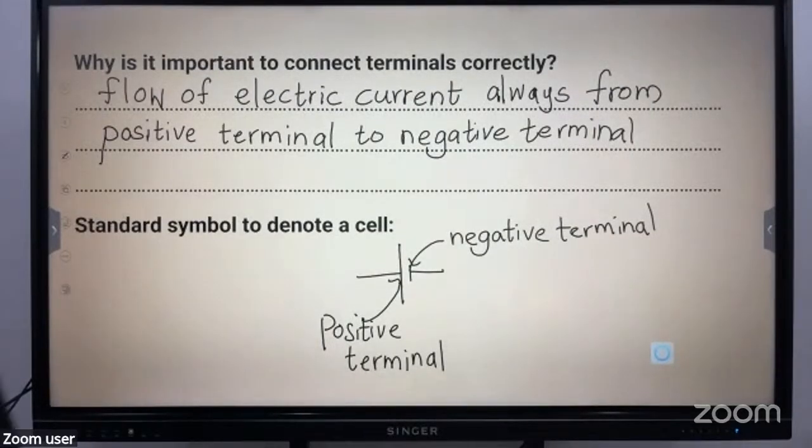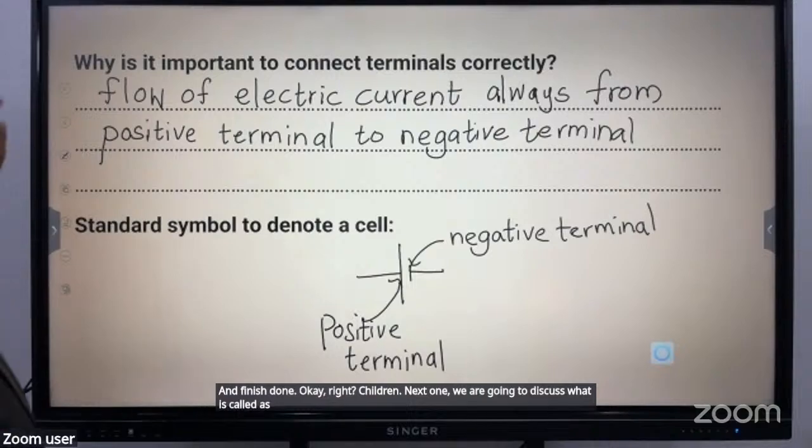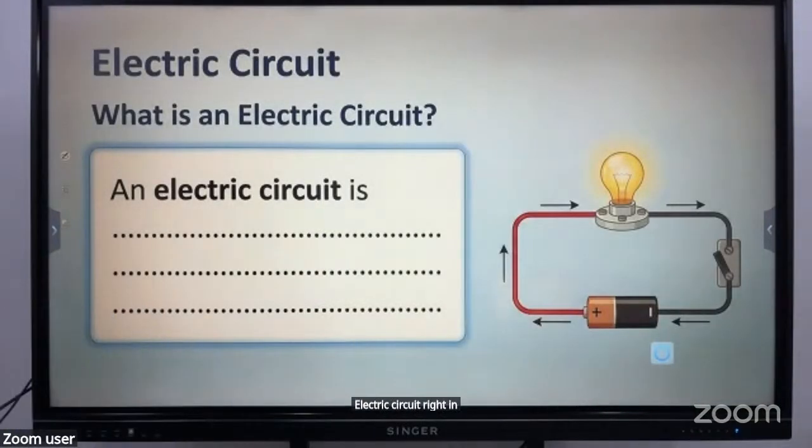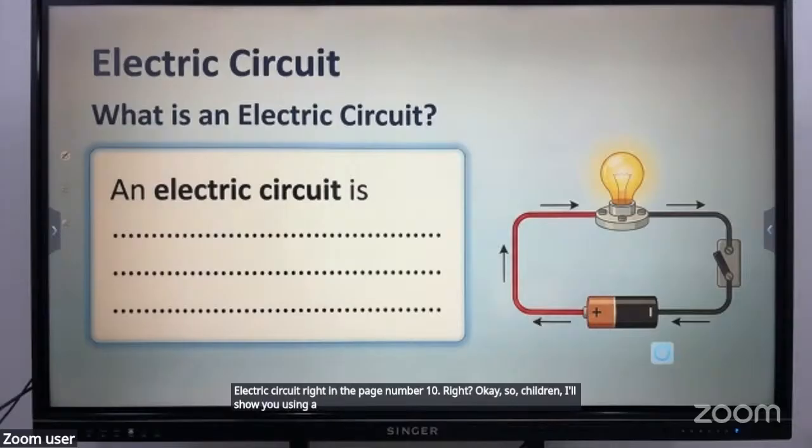Children, finished? Done? Yes, teacher. Okay, right. Children, next we are going to discuss what is called an electric circuit. Electric circuit, right? On page number 10. Okay. So, children, I'll show you using a dry cell.